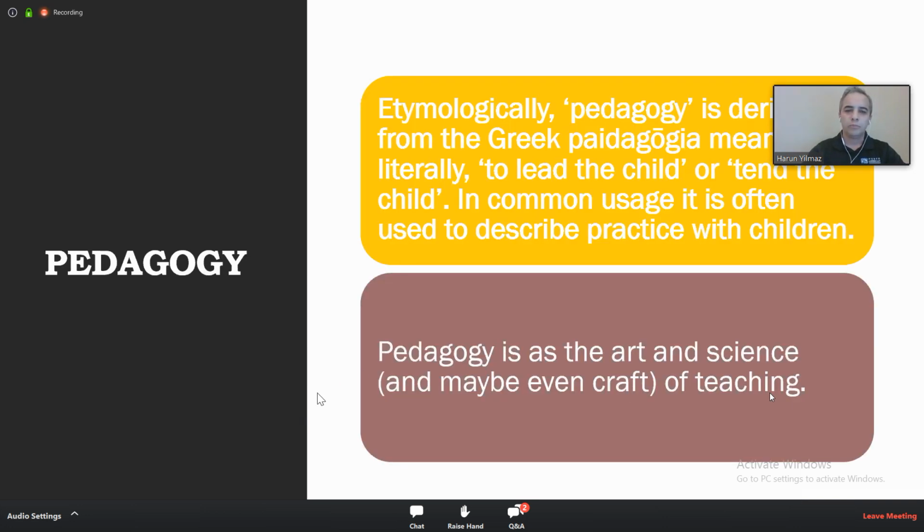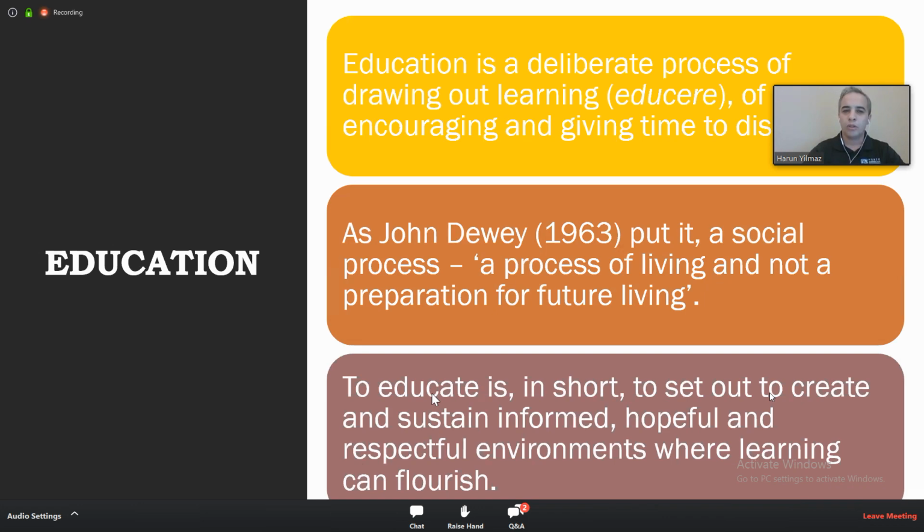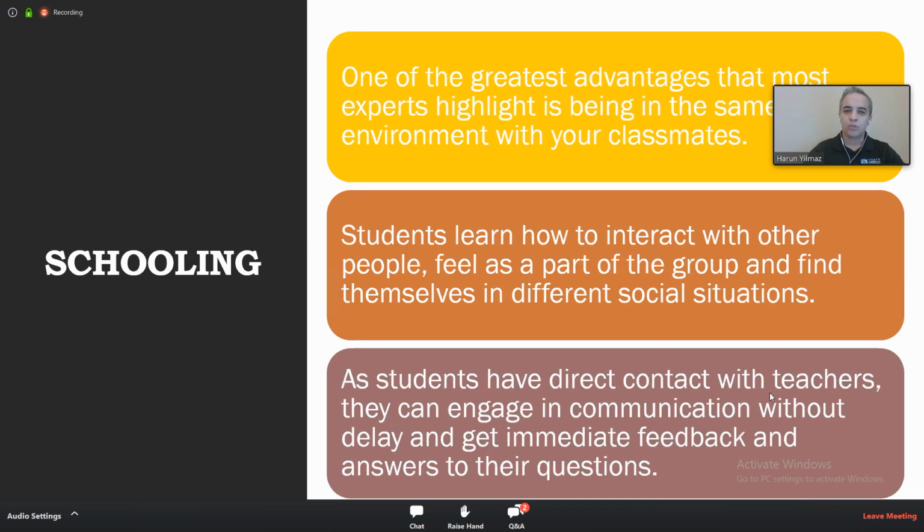And in the previous session, we talked about the pedagogy, which is the art and science of teaching. And also we talked about education and schooling, which is very important these days. If you have some children, you understand the importance of schooling, okay? You need to deal with those children at home. It's not an easy job in terms of learning and teaching approaches.